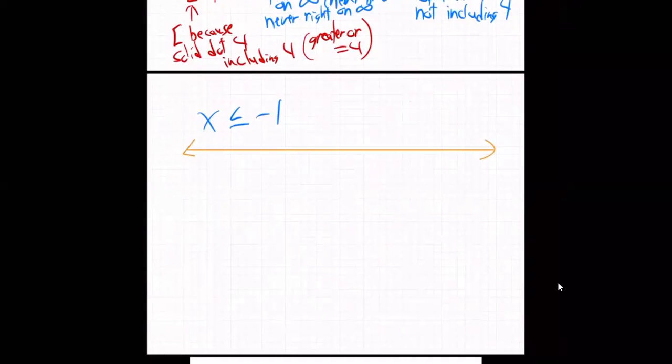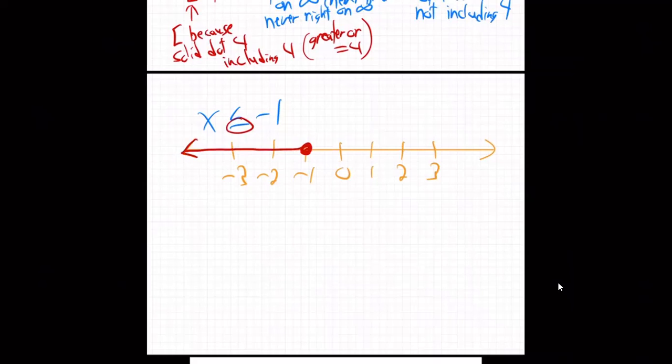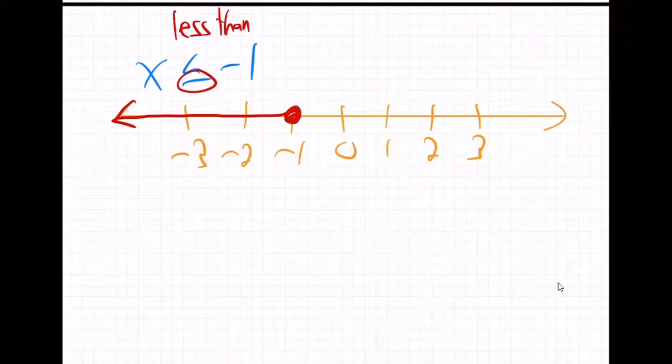So again, on the number line, 0, 1, 2, 3, -1, -2, -3, etc. The shading is a solid dot at -1 because we have the equals, right? You're right on your left hand or equal to -1, and we go this way because it's lesser numbers that are small. This is less than, right? This is less than or equal to -1. So lesser things are to the left, bigger things are to the right.